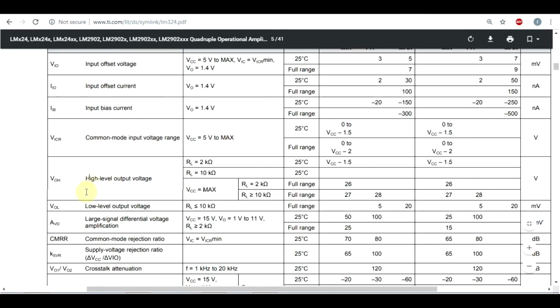Now the low level output voltage for loads smaller than 10 kilo ohms is defined as being 5 millivolts. So very low voltages, very close to the supply rail, can be taken on the low level output, but on the high level output we have a certain limitation, of a few volts.